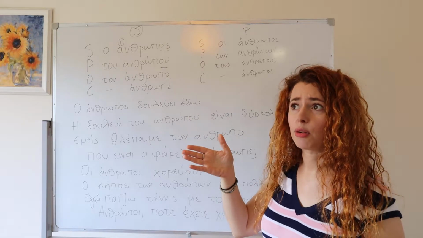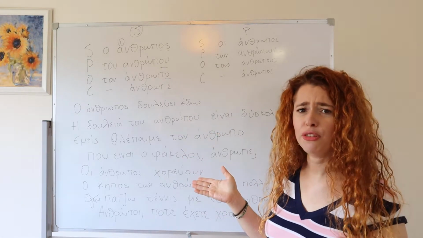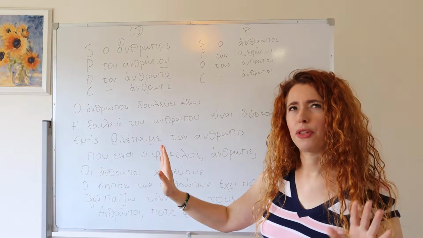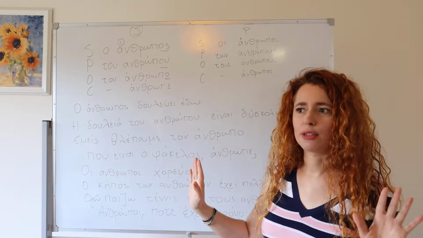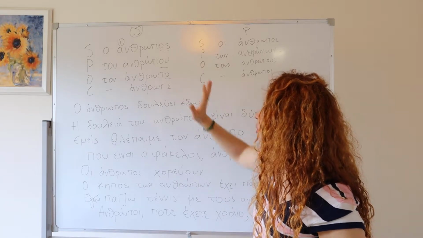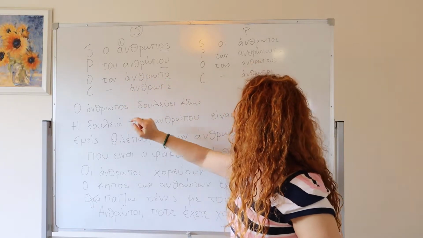So it can be at the 3rd from the end, or at the 2nd from the end, or at the first one from the end. Never can it move from the 3rd from the end. Never. We're never going to have an accent on the 4th syllable from the end. That's a grammatical rule. So, τον άνθρωπο, an object, the accent goes back.